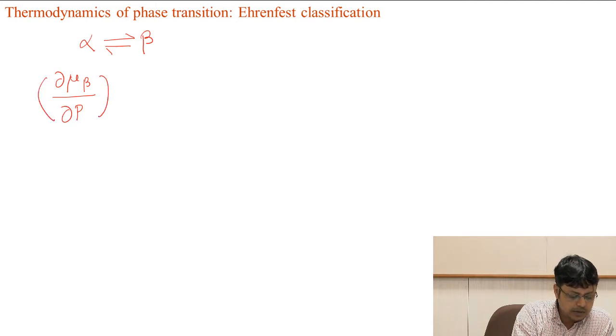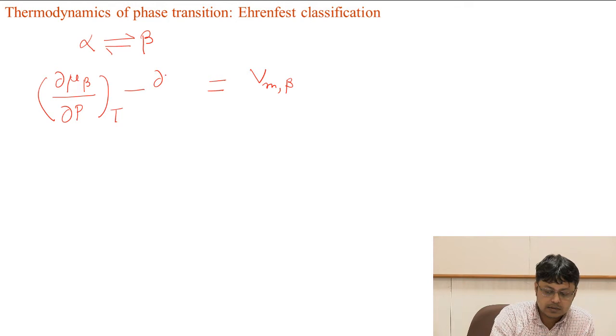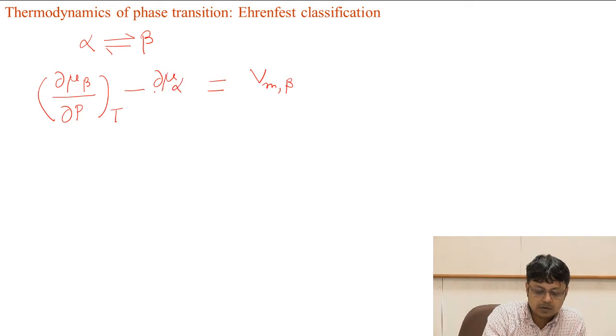how it varies with pressure, that will be nothing but equal to V_m^beta. It's the molar volume for the beta phase. And if we take the difference with respect to the alpha phase and take the same derivative, that will be nothing but the molar volume in the alpha phase.